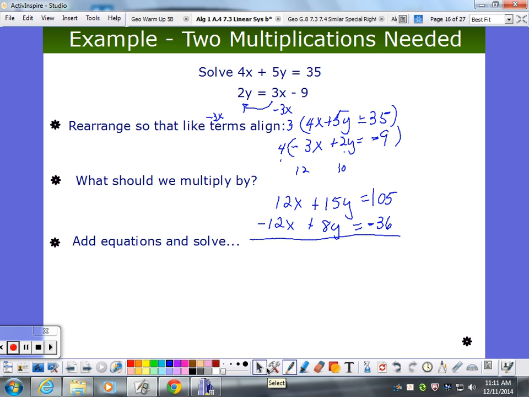So now we're just like what we did last class. Nothing's different now. That goes away. 15y's plus 8y's. How many y's? 23 y's? And then 105 plus a negative 36. That's subtracting, right? So that's a 69. Yep. Okay, then I divide both sides by 23. This is looking promising.